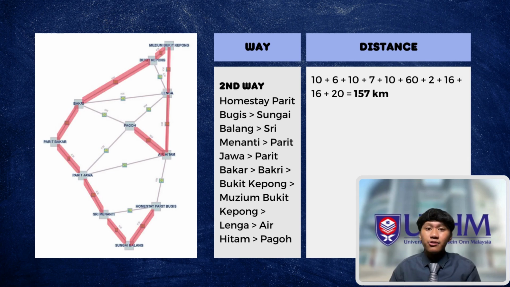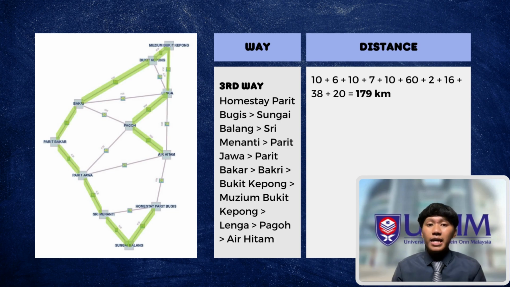Next, the second route that they can take starts from homestay Parit Bugis and finishes at Pagoh. The sum of distance that has been counted during the trip is 157 kilometers. Last but not least, the third road that they can take starts from homestay Parit Bugis and finishes at Air Hitam. Then, the sum of the distance that has been counted during the trip is 179 kilometers. That's all from me.